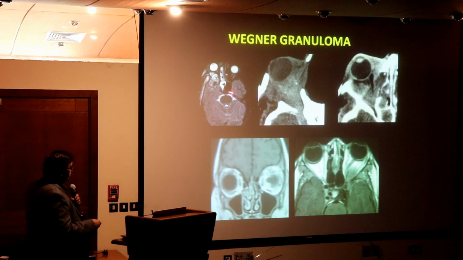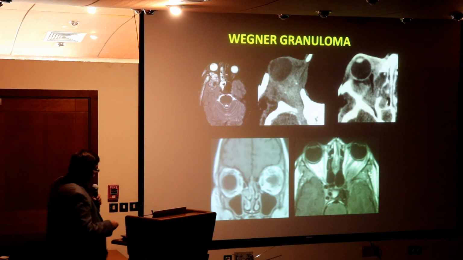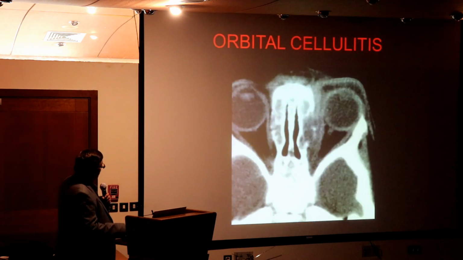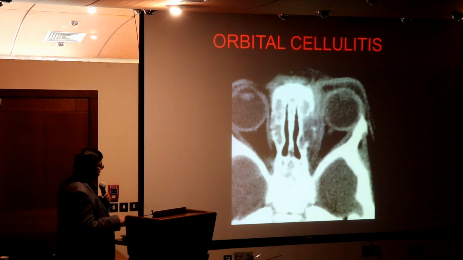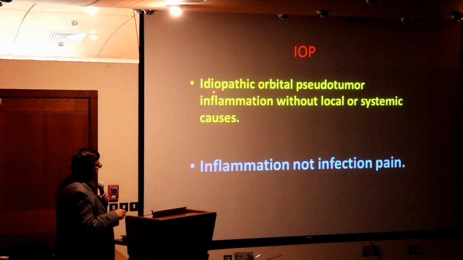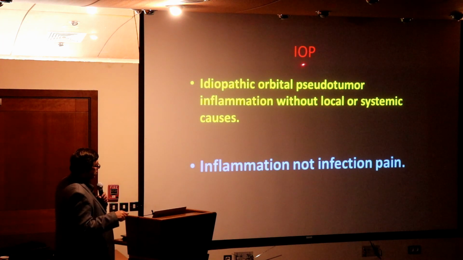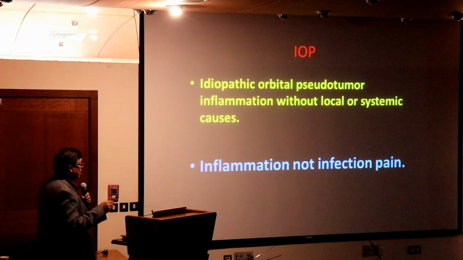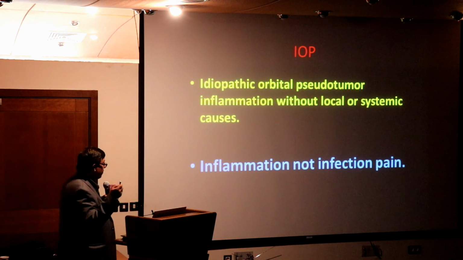Wagner granuloma, again another forgotten disease. Giant, it is a large giant granuloma, histologically verified. Orbital cellulitis, infection. It's different from idiopathic orbital pseudotumor. Idiopathic orbital pseudotumor. Pseudotumor because the lesion resembles a tumor, but it is an inflammation and not infection.